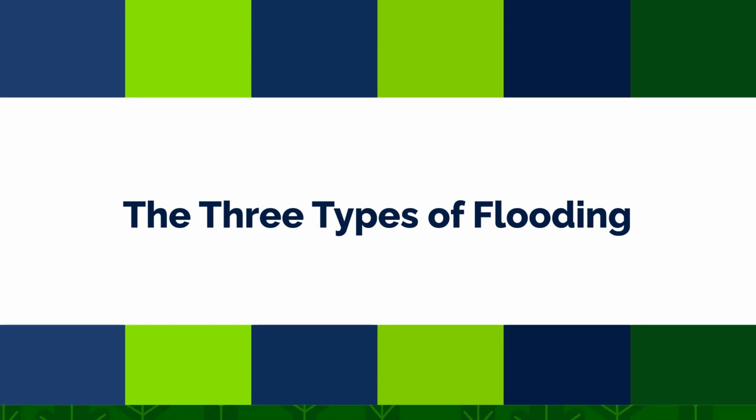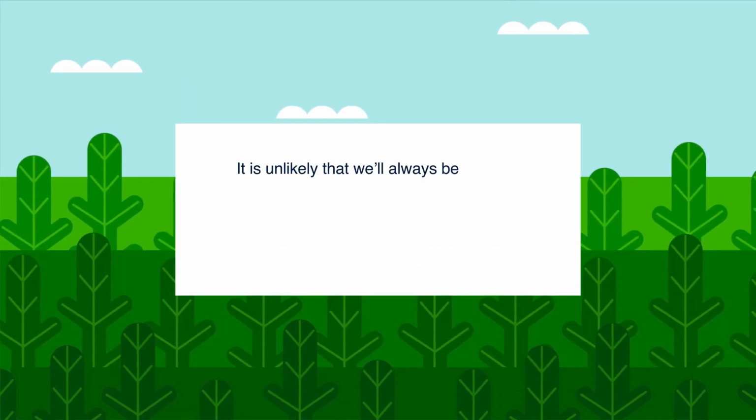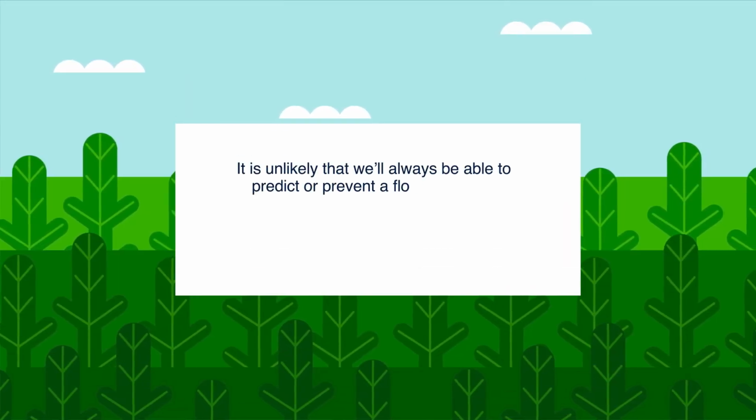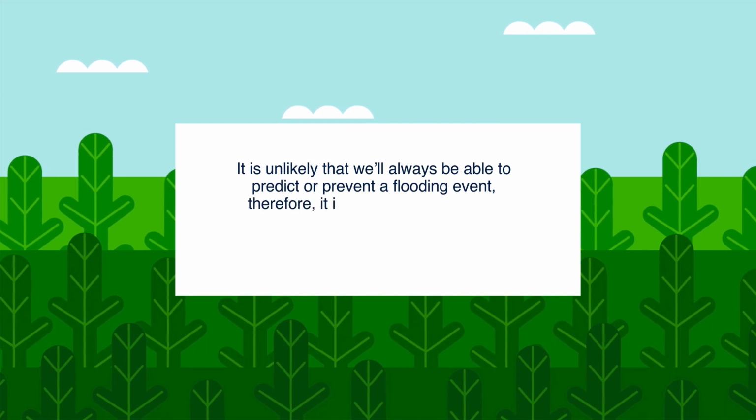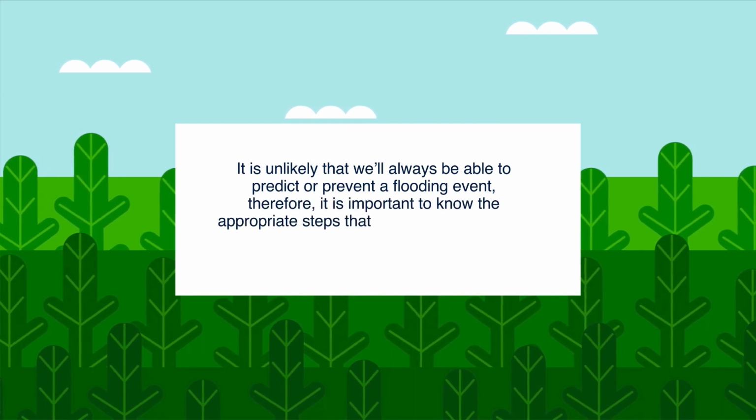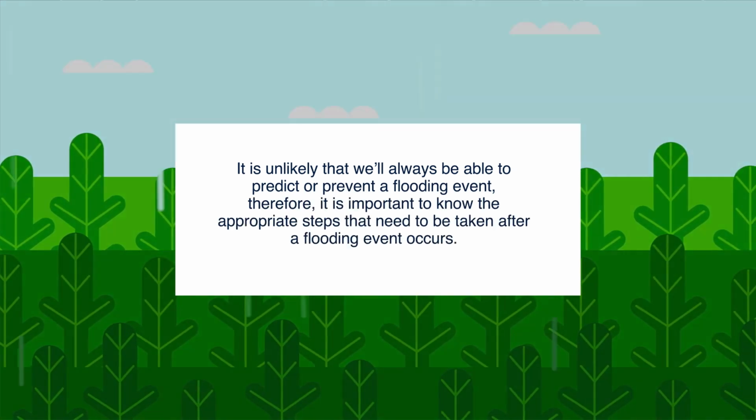The three types of flooding. It is unlikely that we'll always be able to predict or prevent a flooding event. Therefore, it is important to know the appropriate steps that need to be taken after a flooding event occurs.